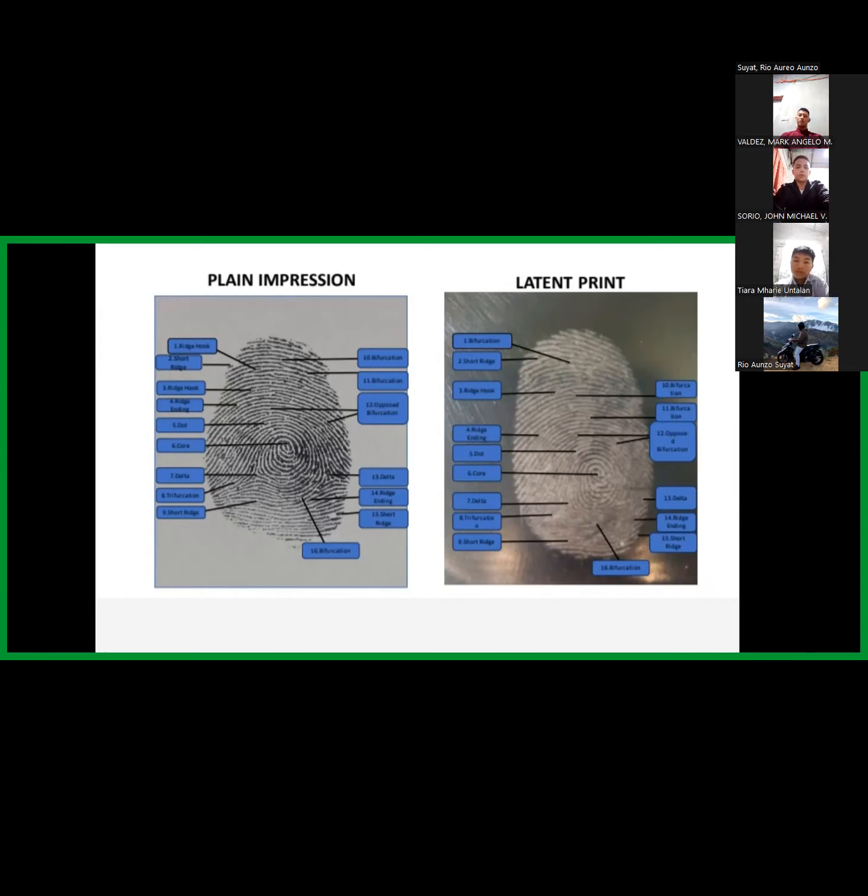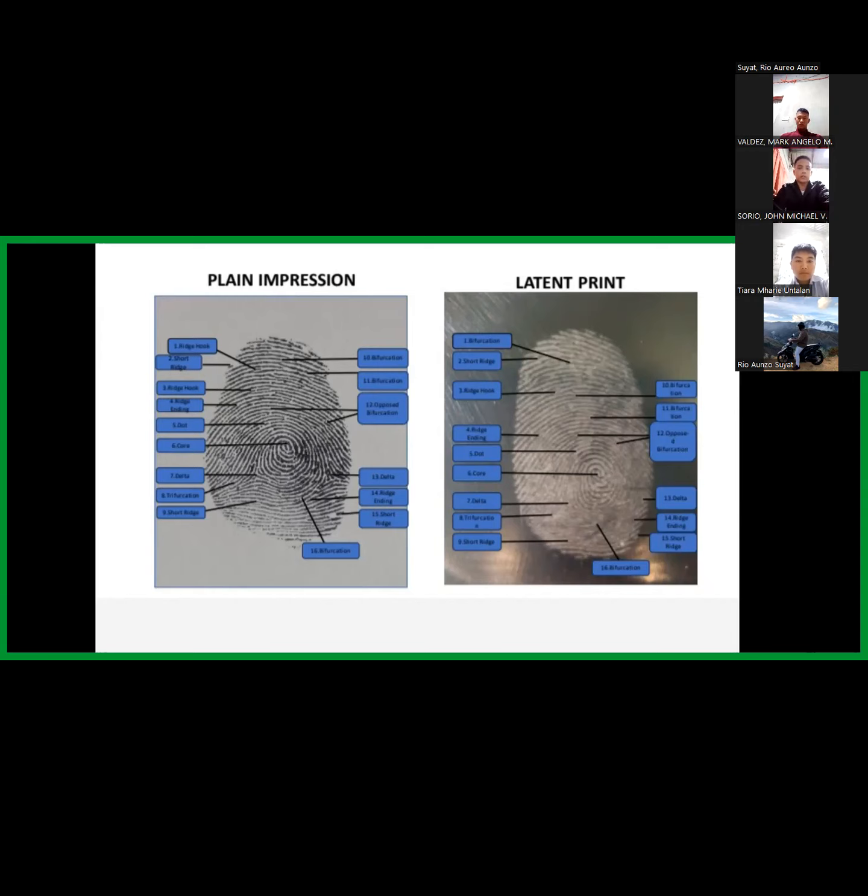What is poroscopy? It is the science that deals with the study of the sole of the human foot. Question number 8. Is poroscopy a science of identification like fingerprint? Poroscopy is not a science of identification like a fingerprint. Poroscopy, also known as pore or pore pattern analysis, is the study and analysis of sweat pores on the fingertips, palm, and sole of the feet.